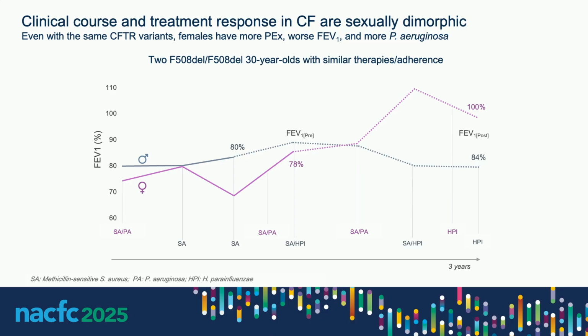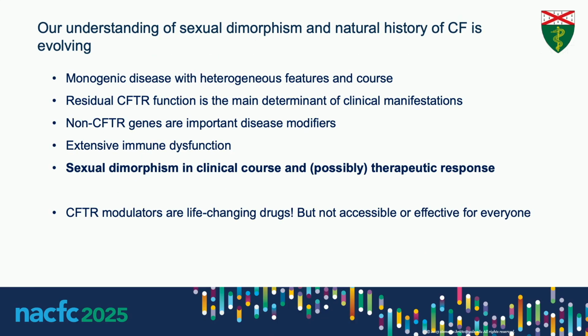So two very different clinical courses. And it gets us thinking about how, even though we understand CF is a monogenic disease, there is a lot of variability and the presentation is actually quite heterogeneous. While CFTR function remains the main determinant of the clinical features of the disease, there are a lot of other genes, mainly immunity genes, that are critical modifiers of the clinical course and the response to therapy. And the reason why we're all here is that there is an extensive immune dysfunction that has been quite well characterized in CF, and it comes into play in that clinical course and therapeutic response.